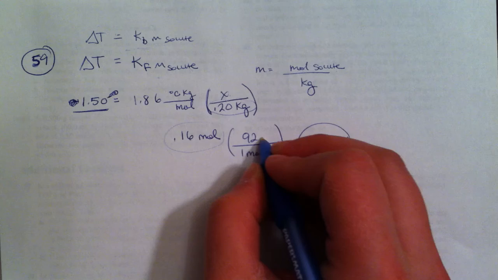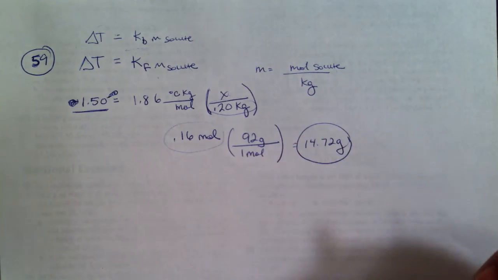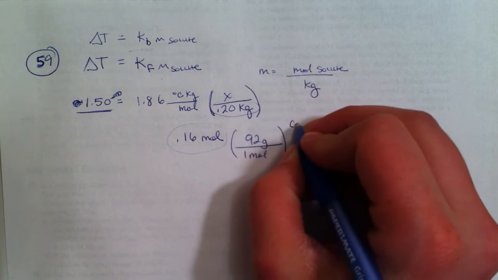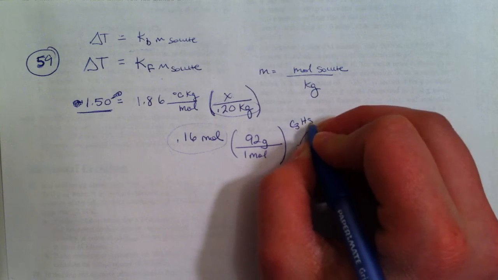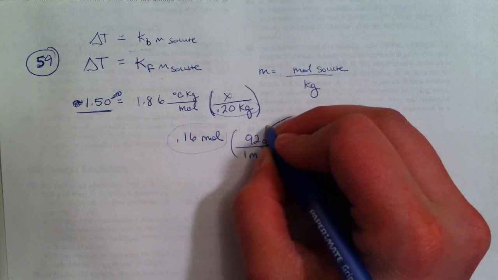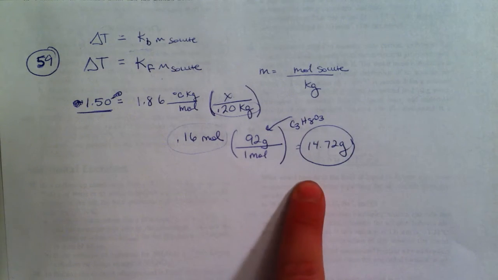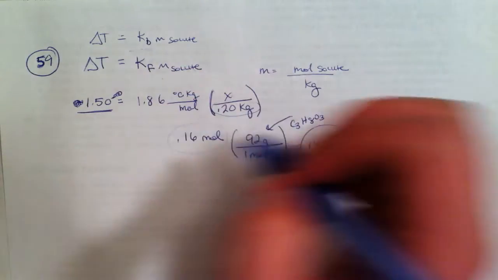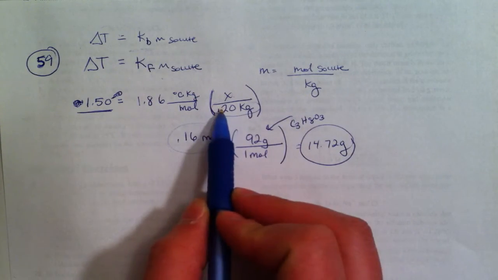And then I went from moles to grams using the substance that they gave me, which was C3H8O3. So that's how I got that mass, and I get 14.72 grams. So all of the problems that I gave you involve calculations using this.